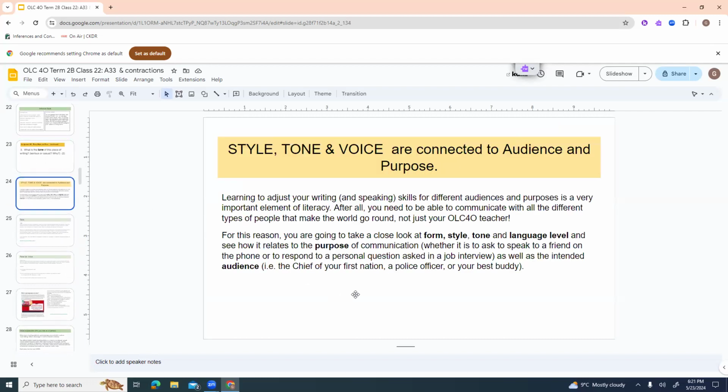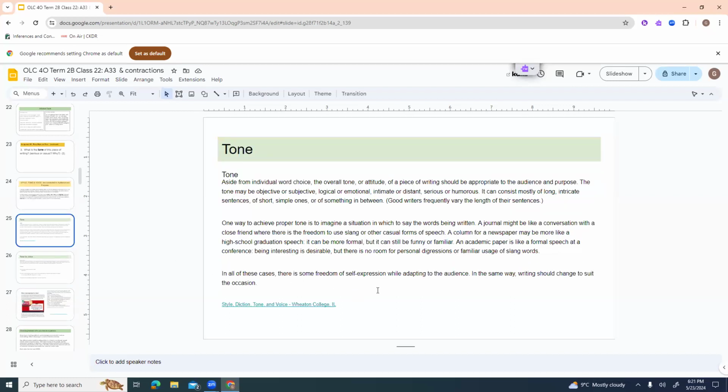Learning to adjust your writing and your speaking skills for different audiences and purposes is a very important element of literacy. After all, you need to be able to communicate with all the different types of people that make the world go round, not just me. So for this reason, you're going to take a close look at form, style, tone, and language level, and see how it relates to the purpose of communication. We talked about this yesterday, I believe, whether it's to ask to speak to a friend on the phone or respond to a personal question, as well as your intended audience.